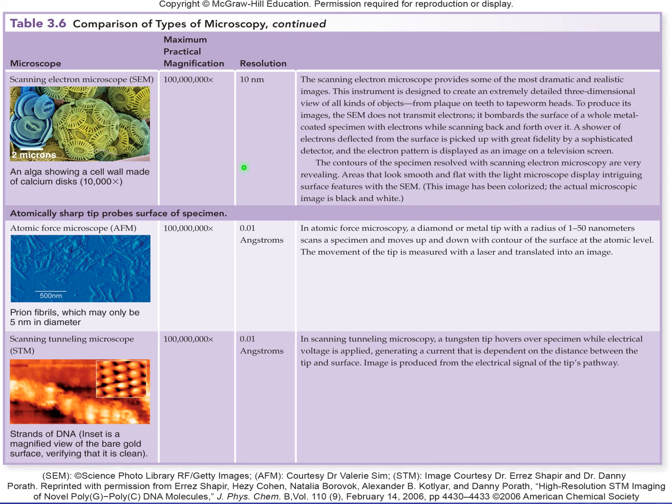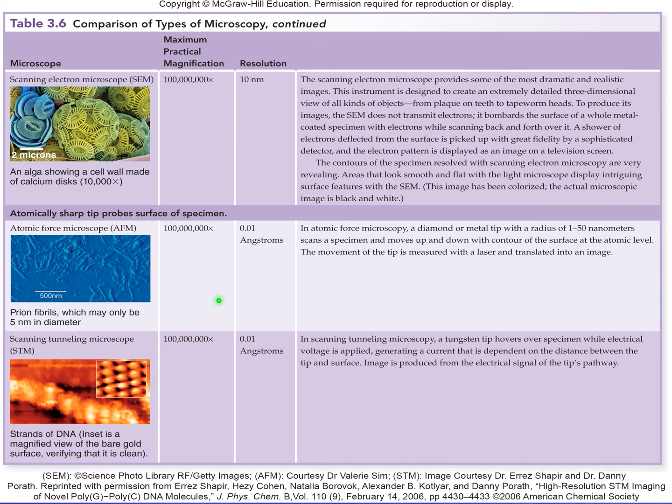And then I said we had some very specialized microscopes that could even go up to the size of an atom, and these include the atomic force microscope and the scanning tunneling microscope. In both of these, they use either a diamond or metal tip, or in the scanning tunneling, we use a tungsten tip. And what we'll see then is, yes, we get nice resolution and nice magnification, even down again to the size of an atom.